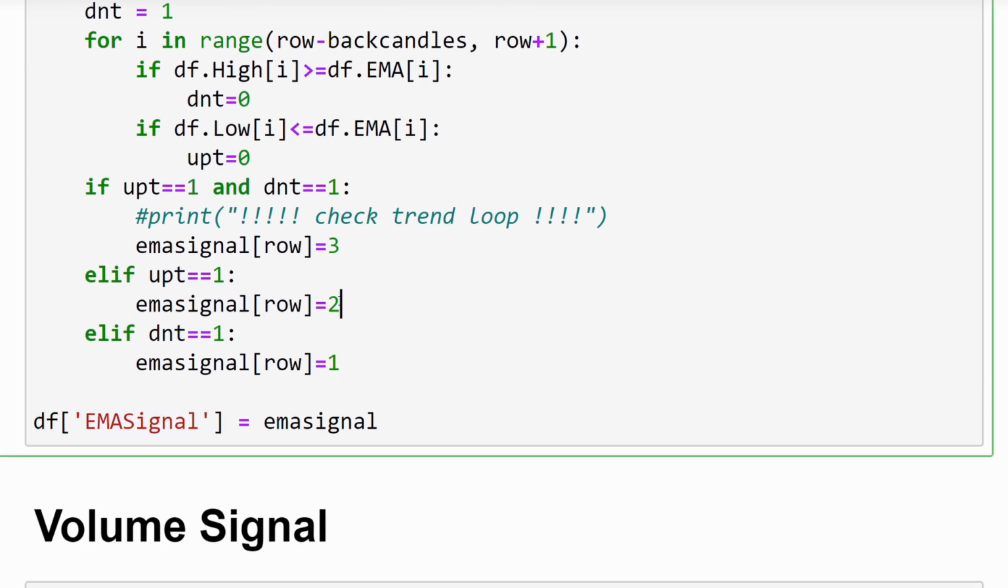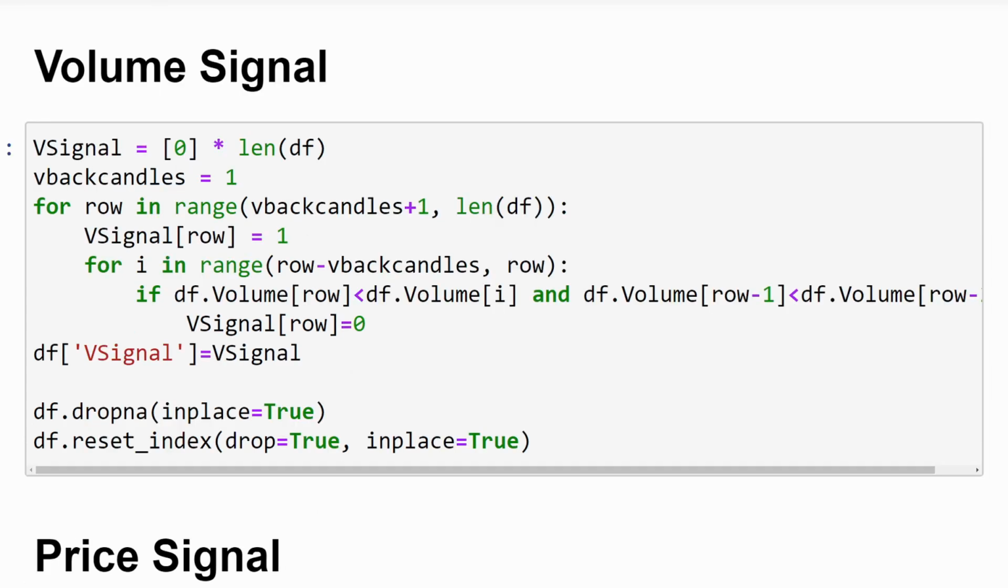So if it's a 2, then we have a buying signal, we are in an uptrend. If it's 1, we are in a downtrend and we are looking for a selling signal. Then we have the volume signal.